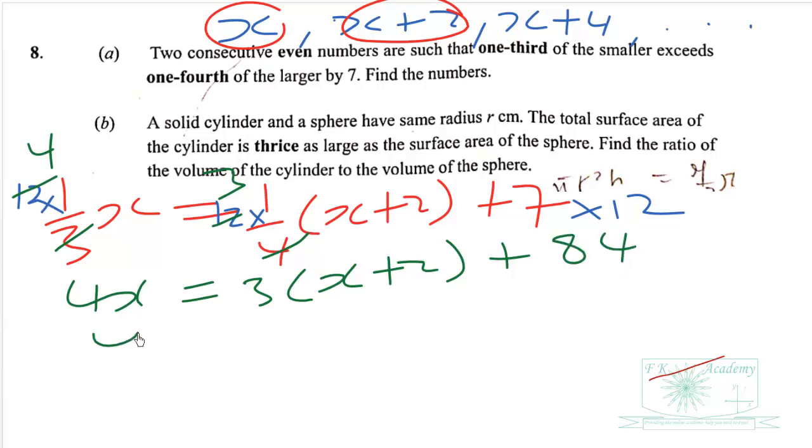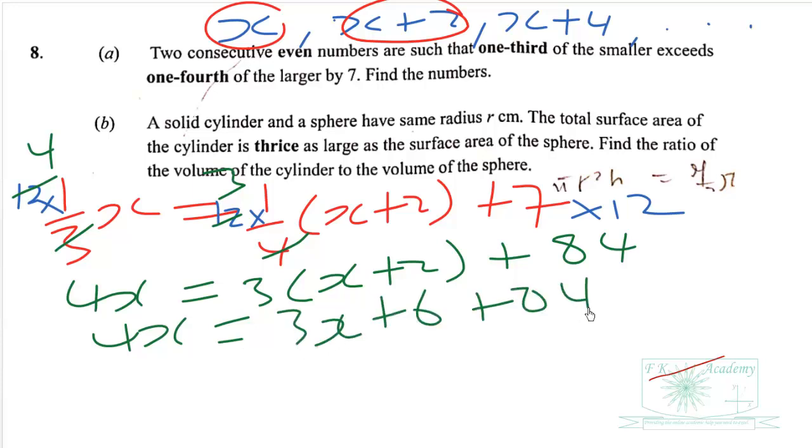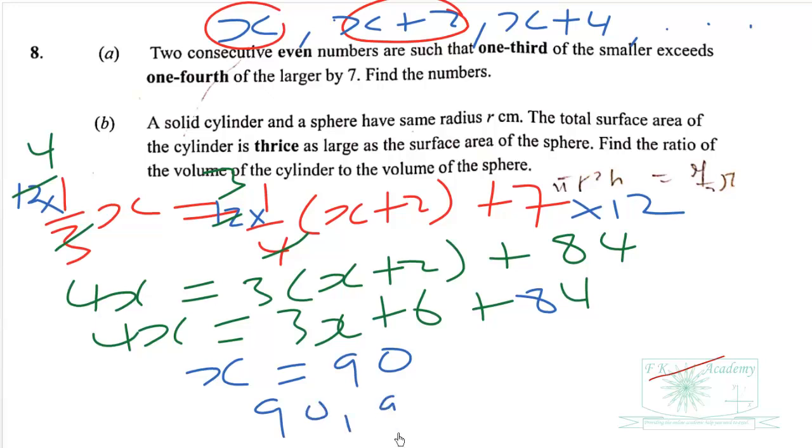So we have 4x. Let's expand: 3x plus 6 plus 84. Now 4x minus 3x will give us x. 6 plus 84 will give us 90. So the next number will be x plus 2, which is 92. So the numbers are 90 and 92. The consecutive even numbers are 90 and 92.